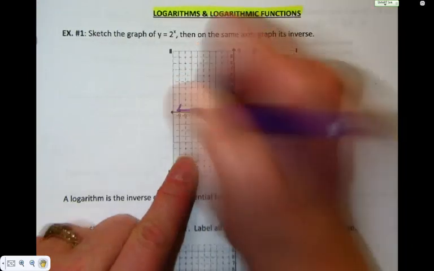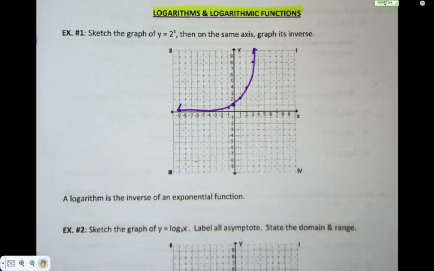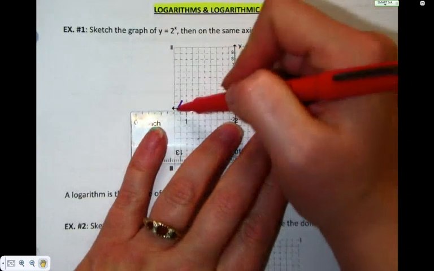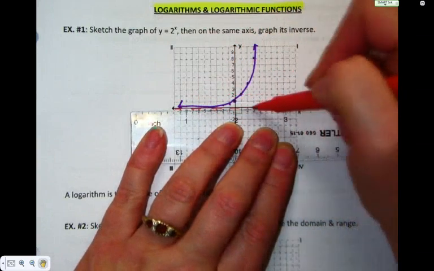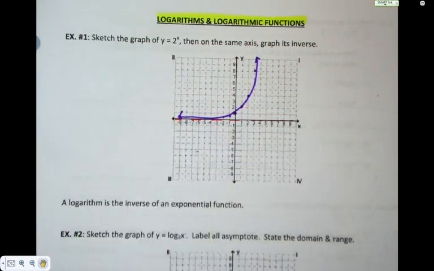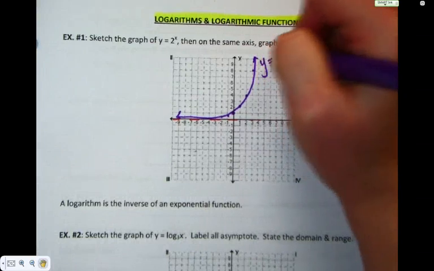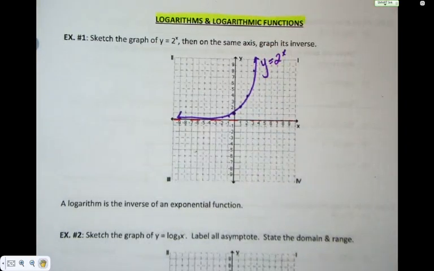And what else do we have to draw? Yes, but just for this graph, what's missing? Horizontal asymptote. Where's the horizontal asymptote? And I'm just going to label this one because we're going to have 2 graphs on the same set of axes in a second. So that's 2 to the x. How do you know that's exponential? Variable is in the exponent.